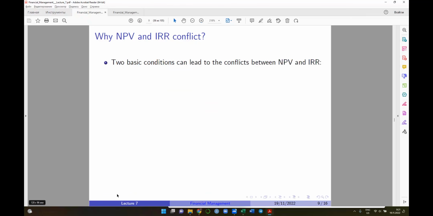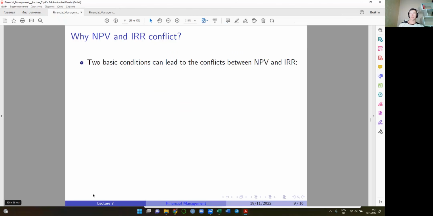But this question still exists. We need to understand why this conflict arises. What is wrong with NPV or what is wrong with IRR? That they contradict each other.